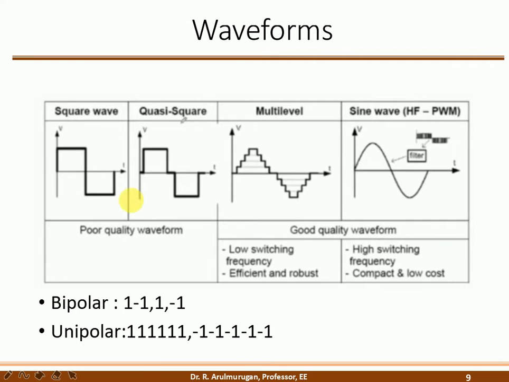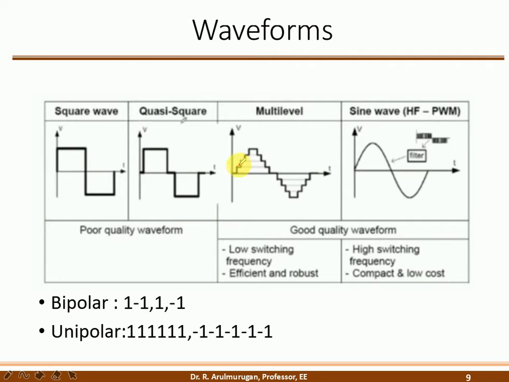Now we're going to look at the waveforms. This is a square waveform. Normally you have seen the square wave type of waveform for a single phase inverter: 0, plus, as well as minus. So this is about the levels: 1, 0, minus 1. This is a quasi square waveform, which we will see. Then this is called a multi-level inverter, where you can see multiple levels.